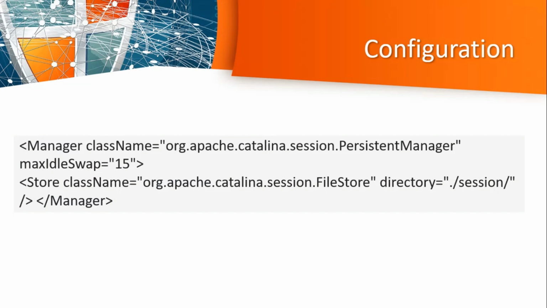So this is the configuration file. When no manager tag is written in context.xml, by default Tomcat will run with the standard manager. For the persistent manager, the administrator has to set this configuration in the configuration file, and here we have used the file store method to store the session.